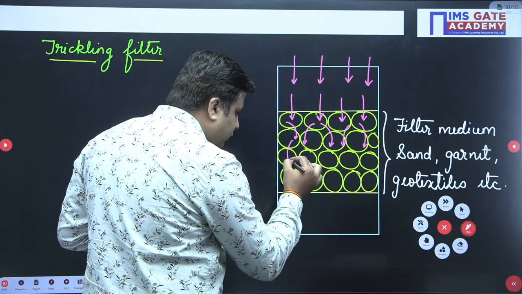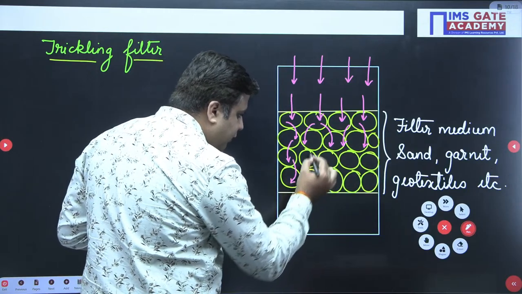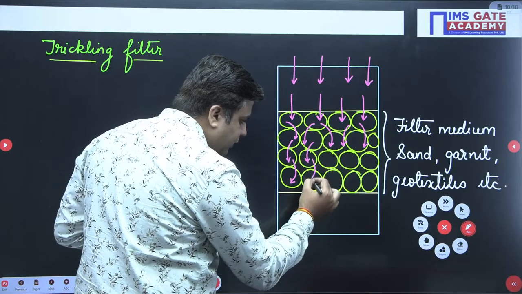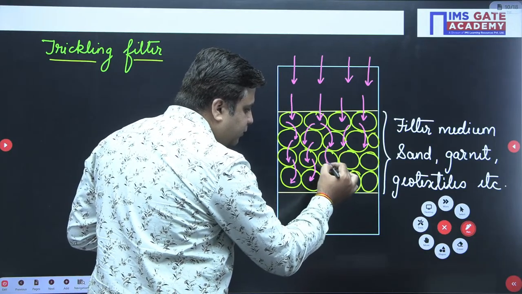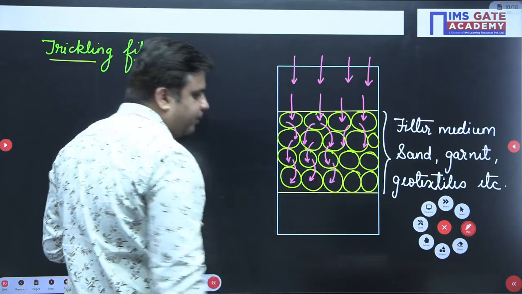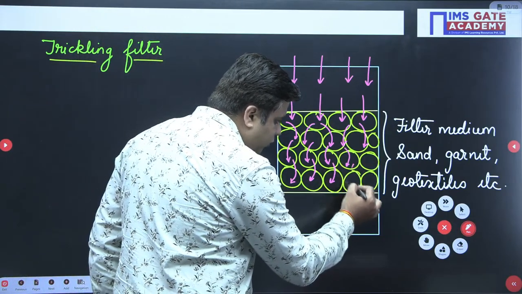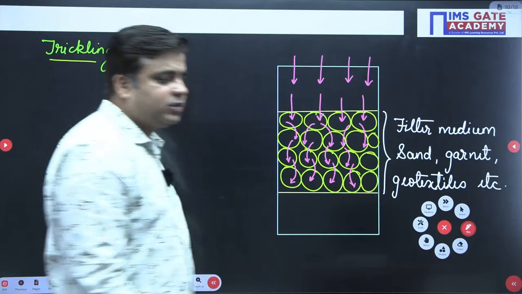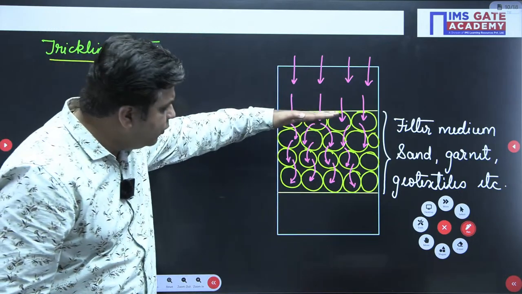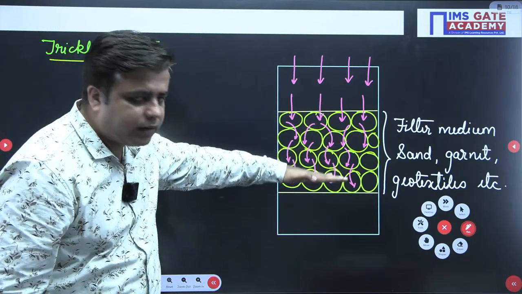It trickles over the filter medium like this. This is how it trickles, right? Trickles means moving slowly over the filter medium. Again, what is trickling? Simply moving very slowly over the filter medium.